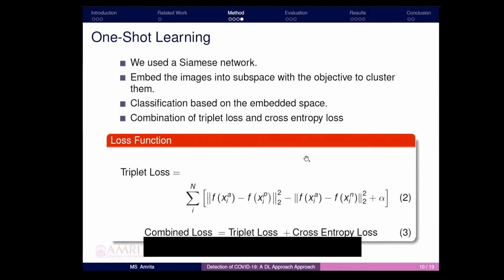Triplet loss is shown here. We take samples as triplets where we have an anchor image, a positive image, and a negative image. The positive image is from the same class as that of the anchor image, and the negative image is from another class. It tries to reduce the distance between anchor and positive. Also, it tries to increase the distance between anchor and the negative image. To avoid the trivial solution, a margin term is also added.